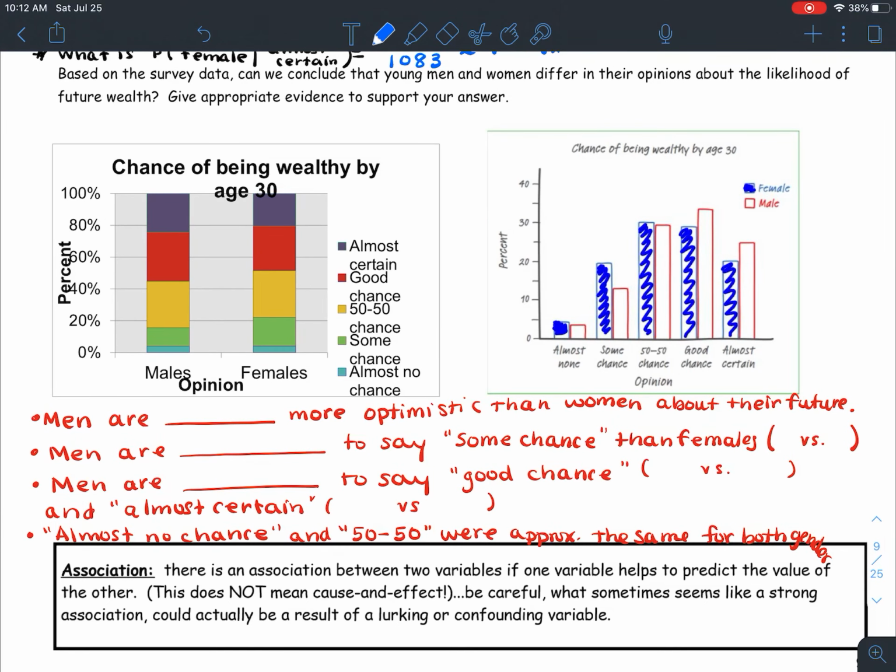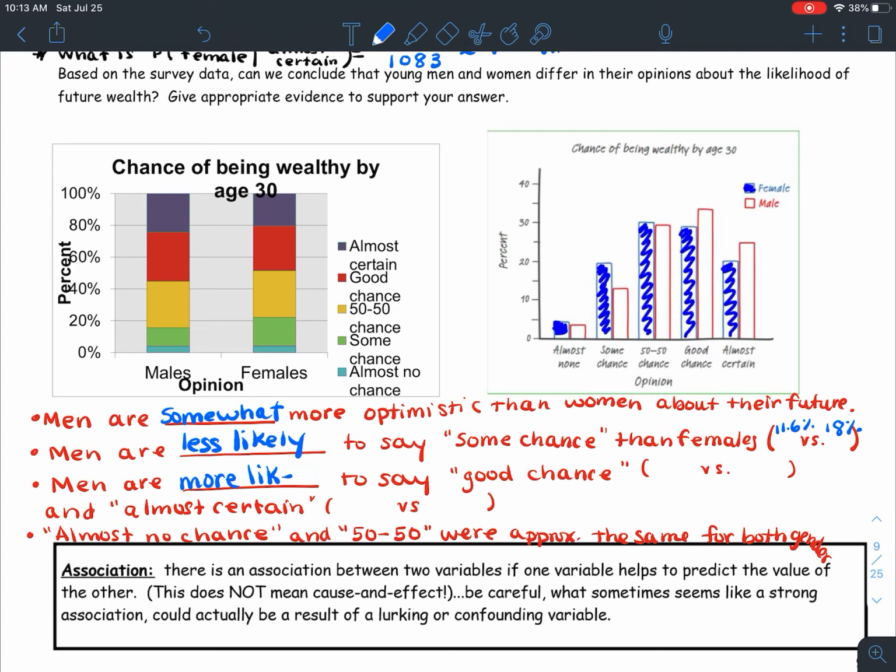So here's what we could say when we're comparing these. We could say that men are somewhat more optimistic than women about their future. Men are less likely to say some chance versus females. I'm going to cite some evidence here. These are my percentages from up above. You can see that on your paper.